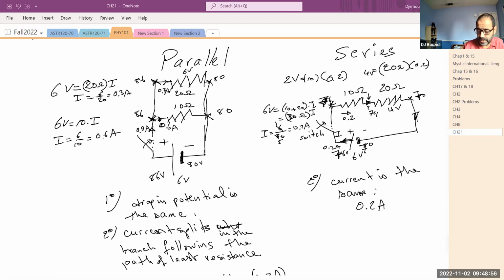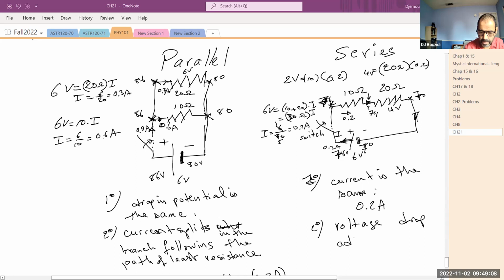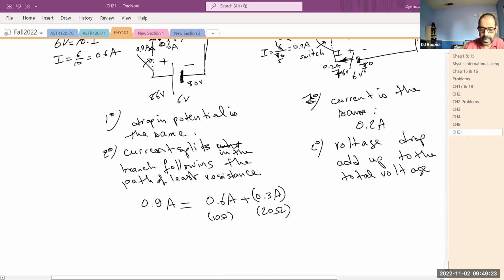So the voltage is not the same. So this is 1 in here. So this is 0.2 in here. Voltage drops add up to the total voltage. Higher resistance has a higher voltage drop, but the current is the same. Higher resistors have a higher drop in potential.